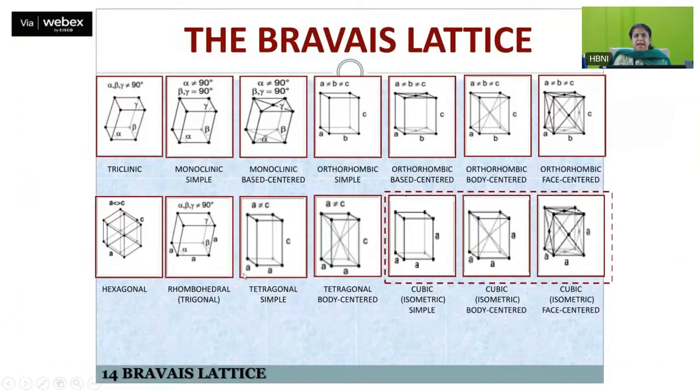Okay, I'll just flash this. These are the 14 Bravais lattices. You don't need to remember it. You just need to understand the concept. Maximum Bravais lattices are observed in the cubic system, 2 in tetragonal, and triclinic has only 1 Bravais lattice, which is primitive triclinic. All right, so sorry, the maximum are possible in orthorhombic. Cubic has got 3.